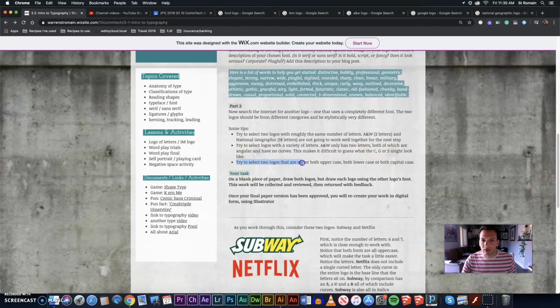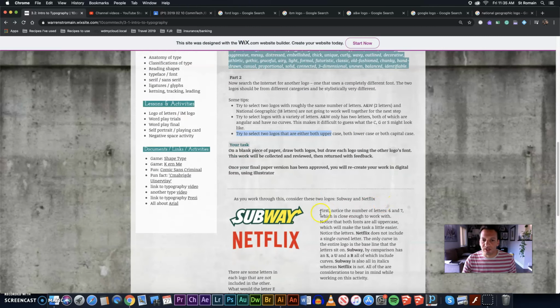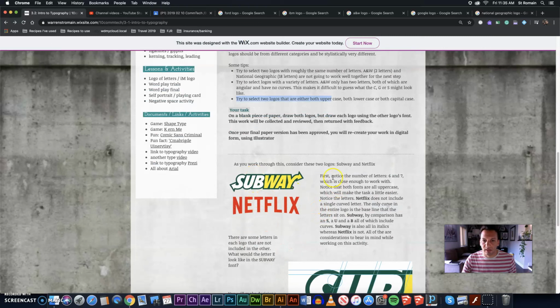And then try to select two logos that are either both uppercase or both lowercase. It'll make it easier when you're doing this next part. So I've chosen Subway and Netflix. Now, actually, I didn't follow my own instructions in that these are both pretty geometric, but that's okay, just as an example.